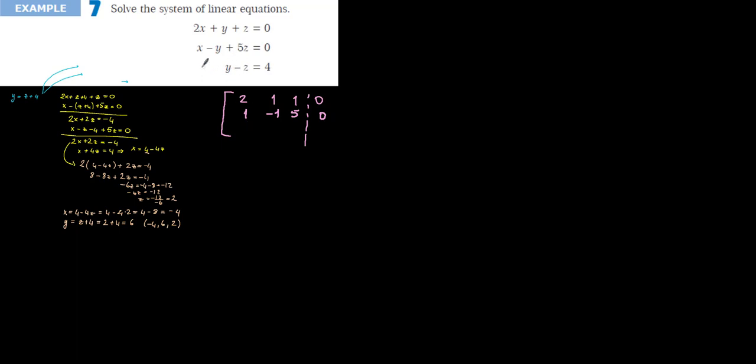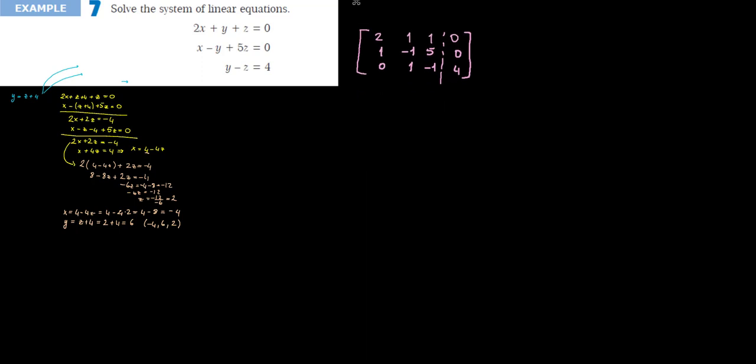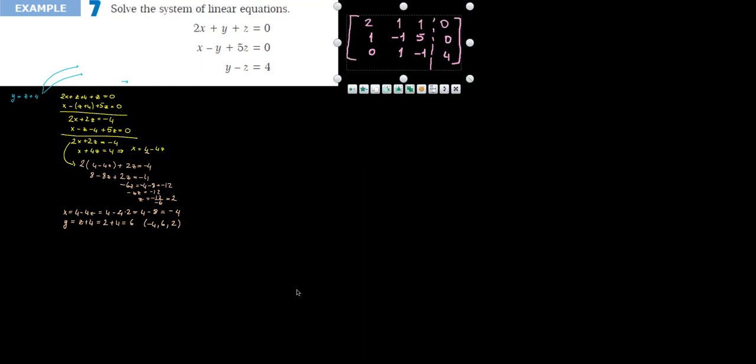And the third row, there's no x, so this is 0. The coefficient of y is equal to minus 1, 1, and the coefficient of z is equal to minus 1. And I'm going to make the last one here 4. As you see, I used only the coefficients to do this operation. I'm going to go one up to use more space. That's why. Let's do like this.